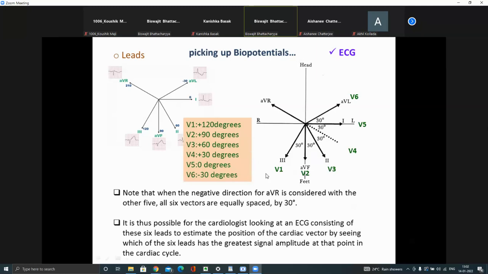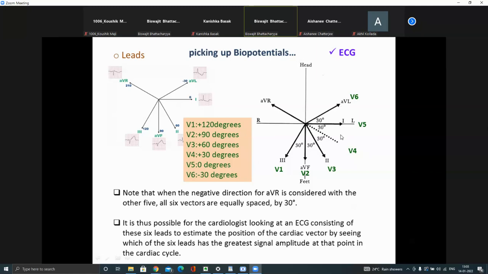So these voltages have a marking called V1, V2, V3, V4, V5, V6. So this way we can have a marking. V1 is 120 degrees, V2 is 90 degrees with respect to that reference axis, V3 is 60 degrees, V4 is 30 degrees, V5 is 0 degrees, and V6 is minus 30 degrees, in the upward direction. So the 6 leads come this particular way.